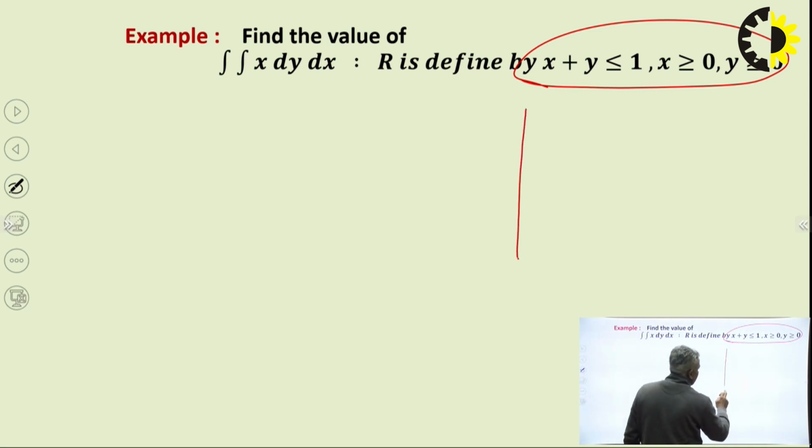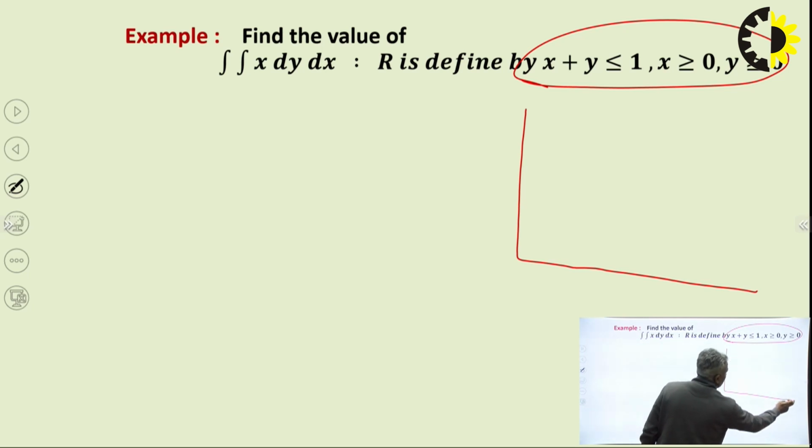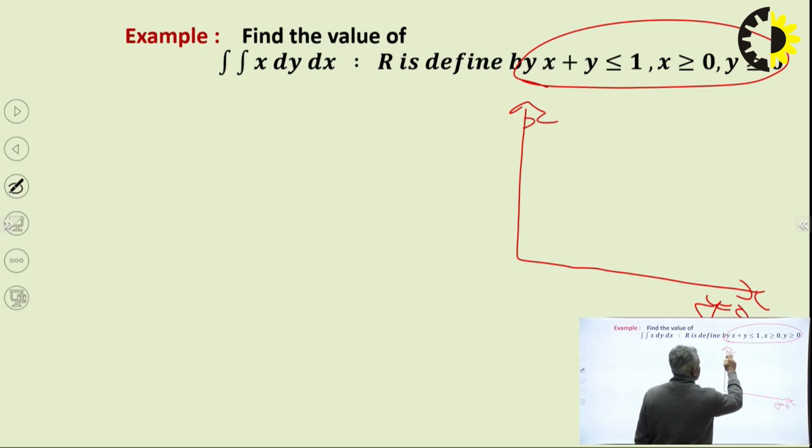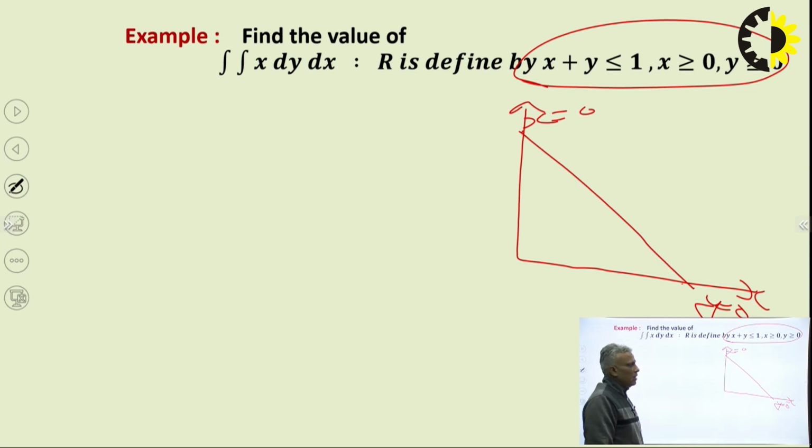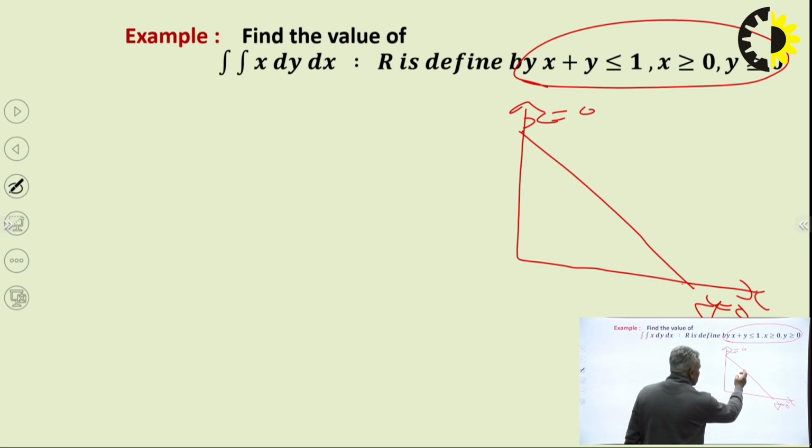Suppose I draw this diagram. This is the x axis and this is the y axis. That means this is y equal to 0 and this is x equal to 0. And I draw the line on the graph. That means the region is this. So first of all, we draw the diagram and take the limit. Suppose I want to take the limit first for y. Then we take the strip parallel to the y axis.